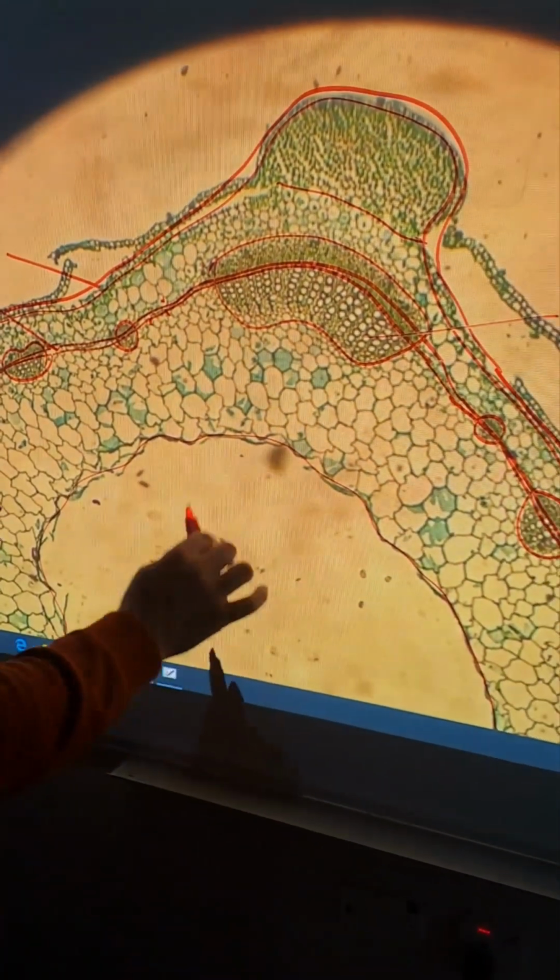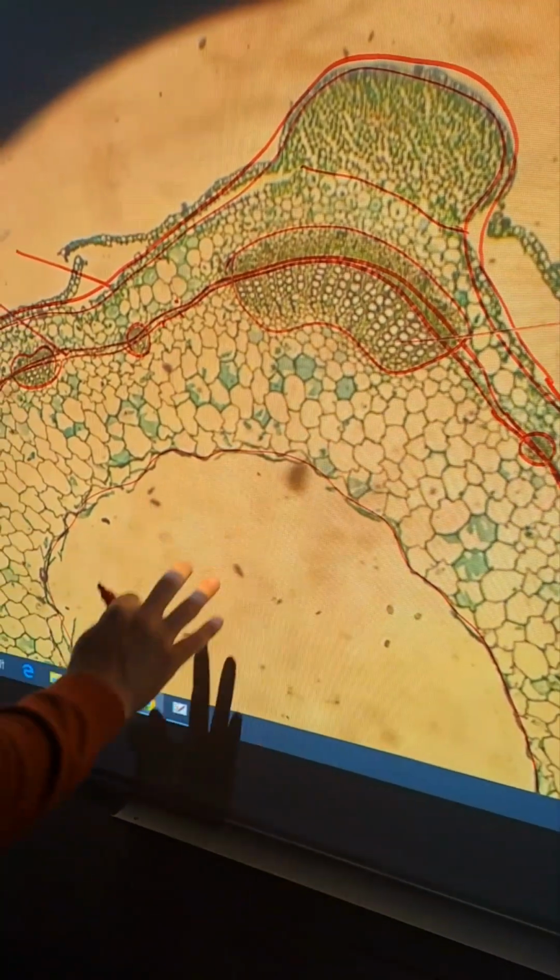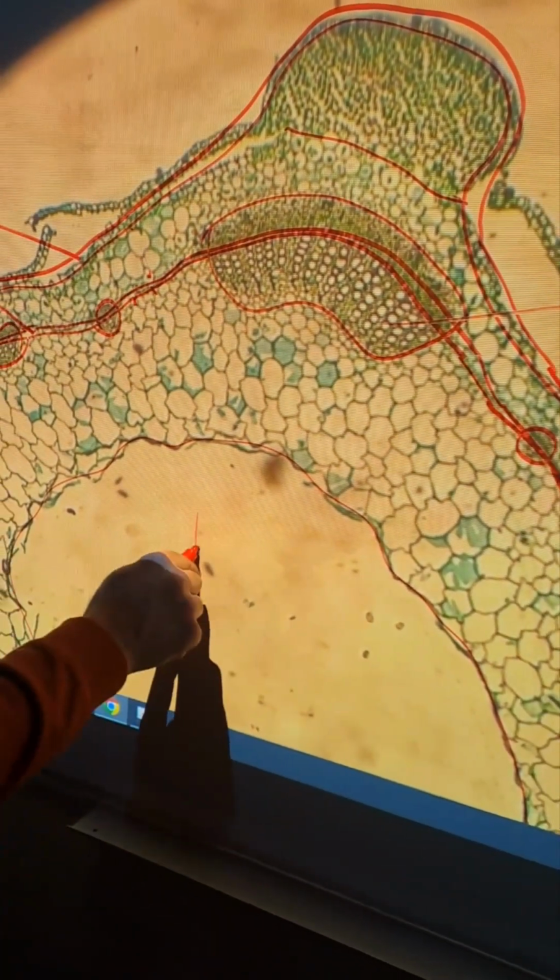Now in the center of that pith, there is an air space. There is a lumen right here.